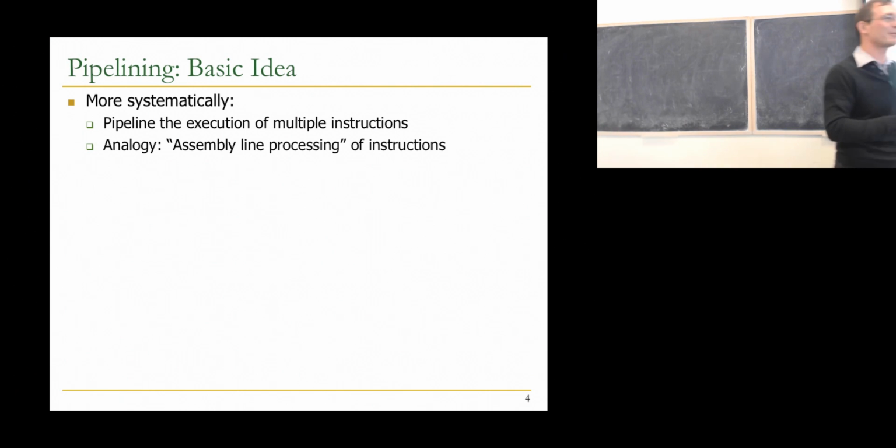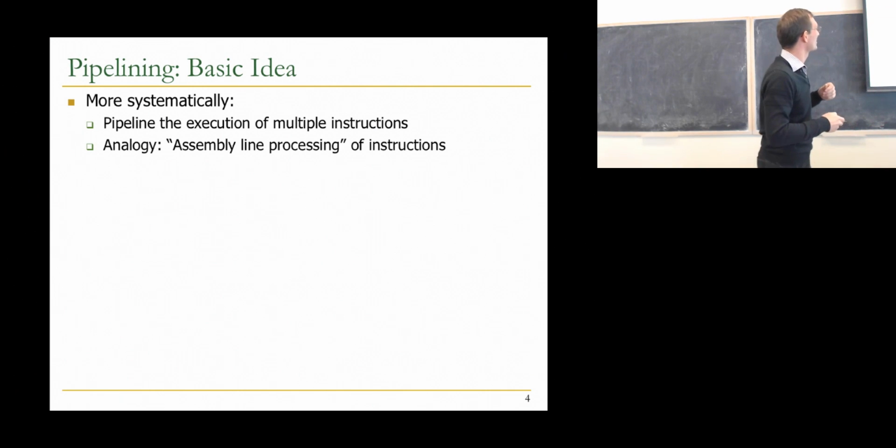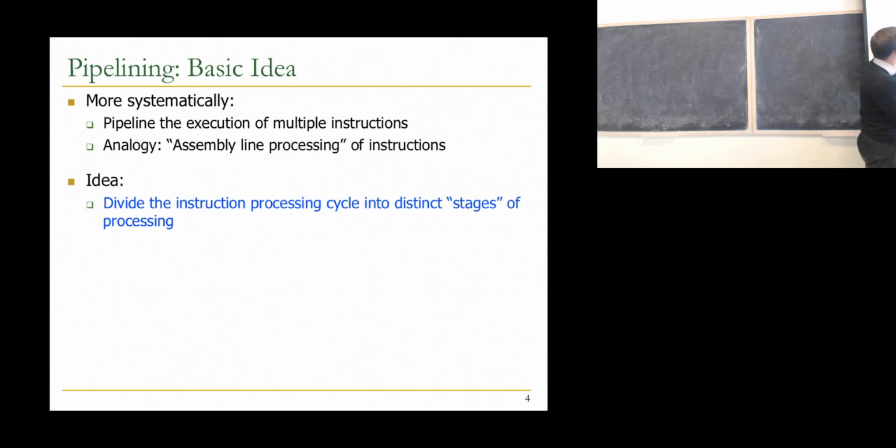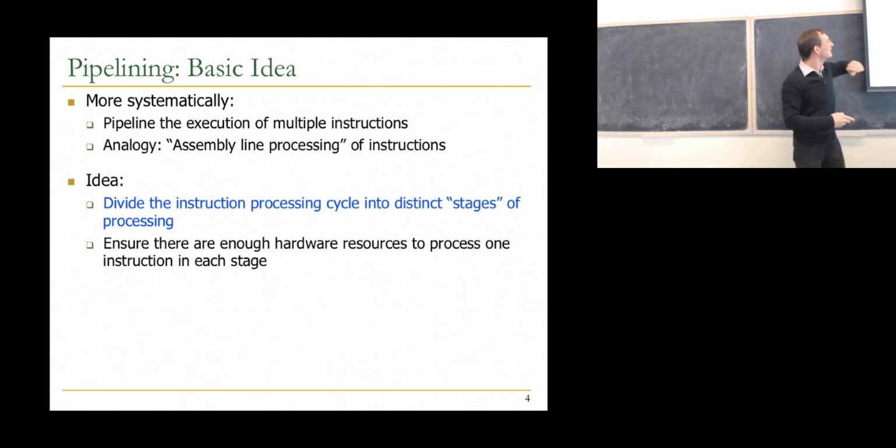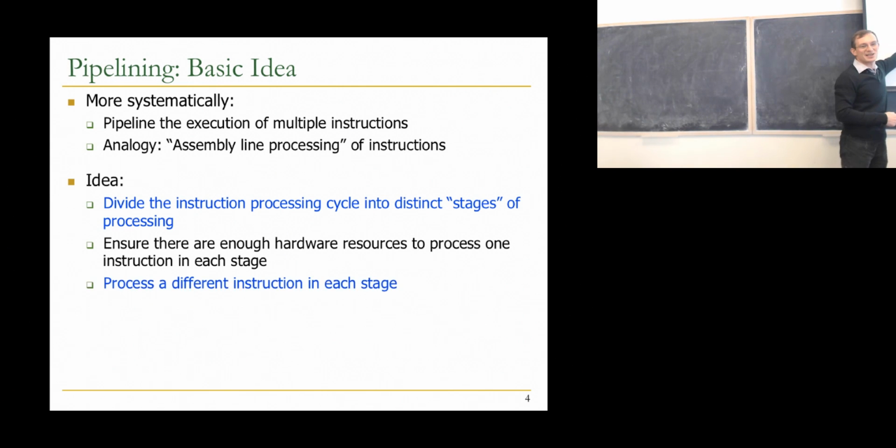That's one example. I'll give you a laundry analogy, which is also interesting. So the idea is divide the instruction processing cycle into distinct stages of processing. They don't necessarily have to be the 6 stages that we discussed. It could be 25 stages. And ensure that there are enough hardware resources to process one instruction in each stage. And process different instructions in each stage. Make sense?